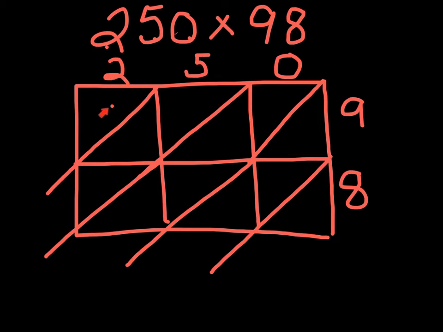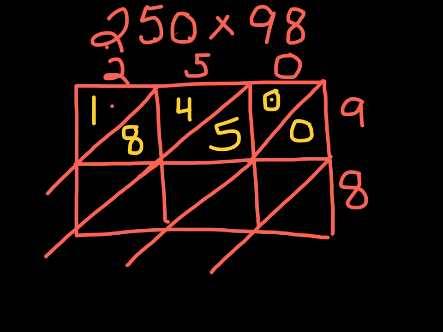Start over in this box. What is 2 times 9? Go all the way over. It's 18. 5 times 9, in this box here, will be 45. Next up, we have 0 times 9, and this box right here will be 0. Remember, when we have a 0, I'm just going to write zeros in there.